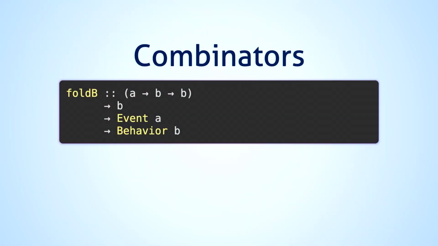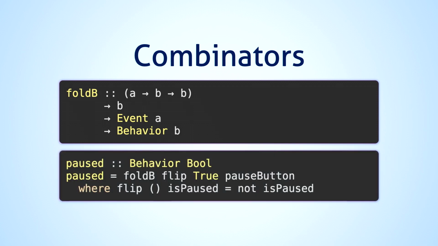Well, the most powerful thing that we can do is fold events into behaviors. This essentially lets us take a bunch of events and turn them into state. The simplest example of this in the context of game of life is that we want to keep track of whether the game is paused or not. The way we do this is we say, okay, we'll start with the game paused. It'll start at true. Then each time I get an event from the pause button, each time the user clicks it, I'm just going to flip true to false or false to true.